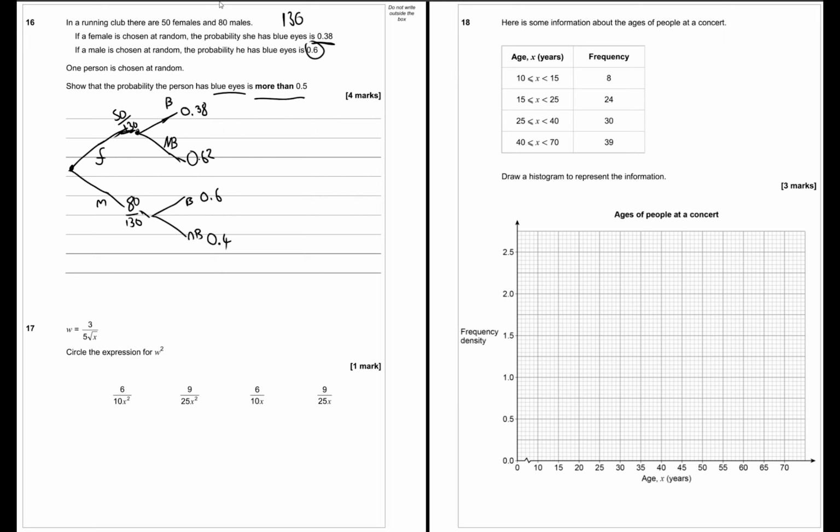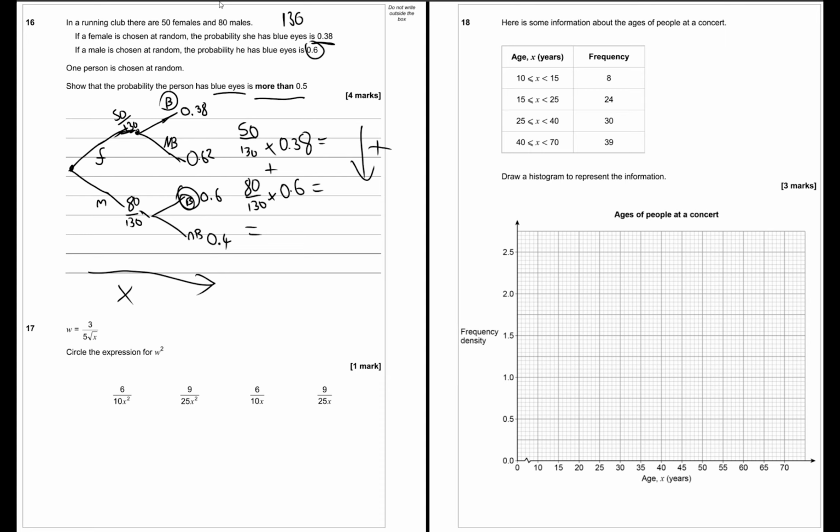Okay, so we want to show that the probability the person has blue eyes is more than 0.5. So we care about this one, blue, and this one, blue. When we've got a tree diagram, we multiply across and then add down. So we're going to do 50 over 130 times 0.38, and then we're going to do this one here because we care about blue eyes. We're going to do 80 over 130 times 0.6, and then we're going to add these two answers together.